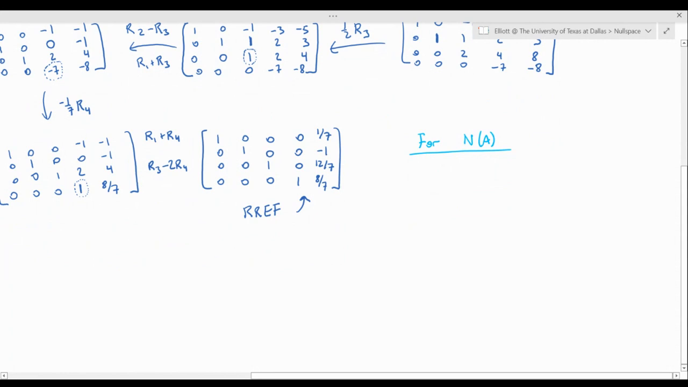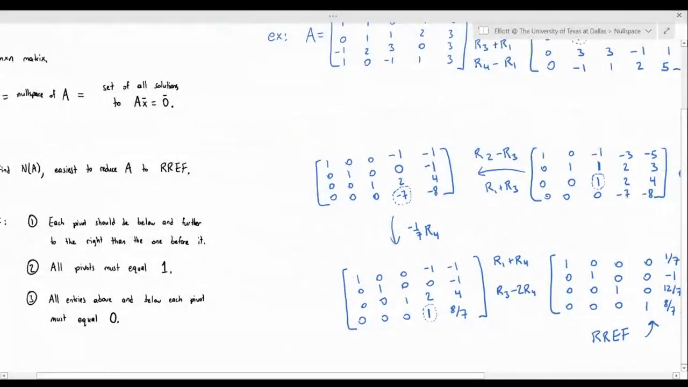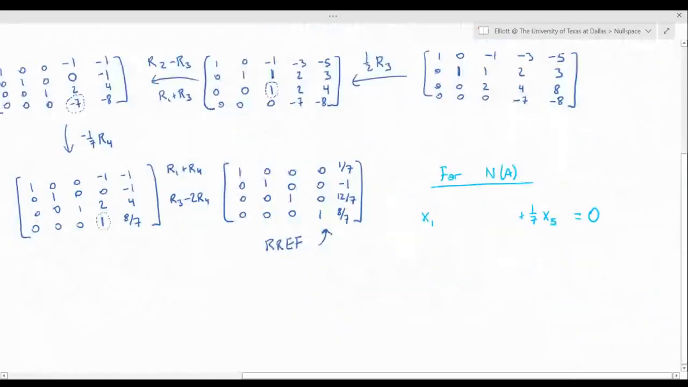So I want to convert this into a system of equations. Looking at each row is going to give me an equation. The first row will be 1x1 plus 0x2 plus 0x3 plus 0x4 and then plus 1/7 x5 at the end. We want to set this equal to 0 because the null space is specifically solving Ax equals 0, which means for null space you should have 0 on the right-hand side.